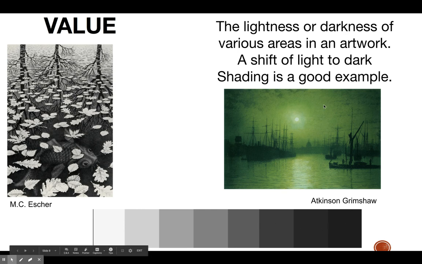The same thing goes if we look at this color here, which is green. We still have value at the center of the moon here. It is a lighter value. And as we go out to the edges, it's a darker value. Similarly, with this piece by MC Escher, we have a lighter value up here at the top. And as we get closer to this fish down here, we see that it is a darker value.